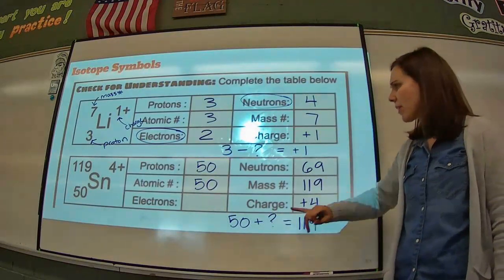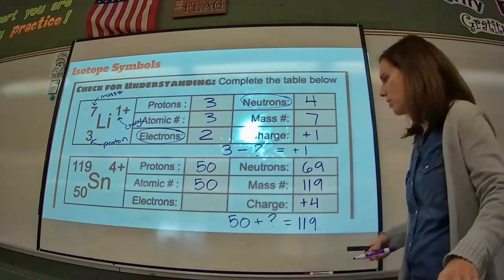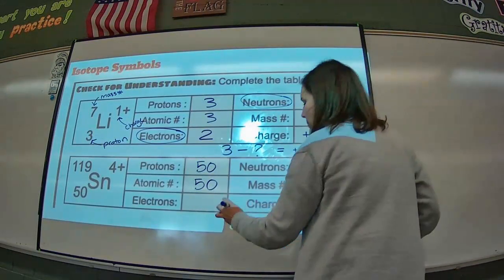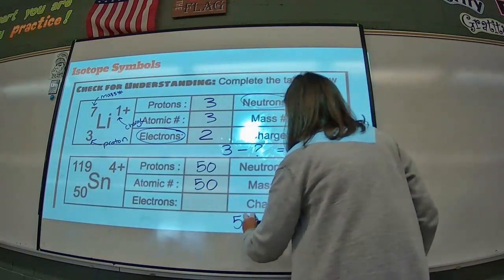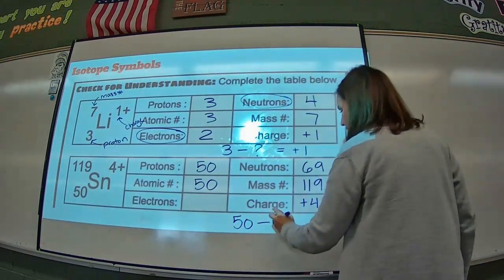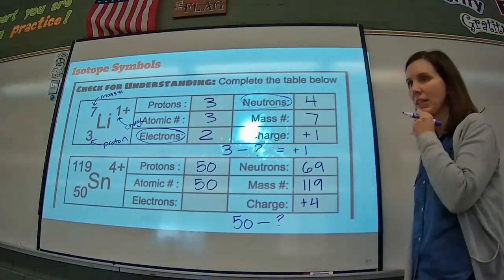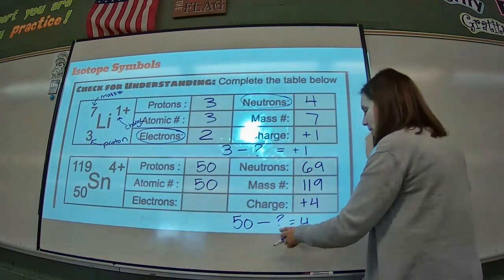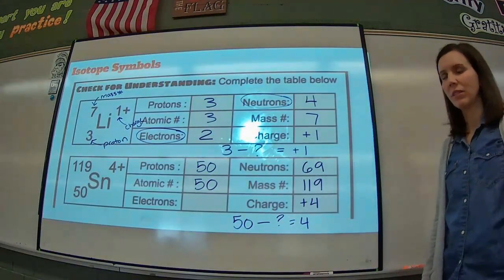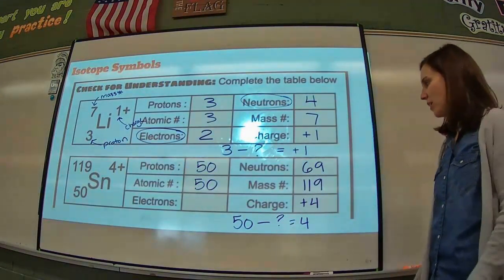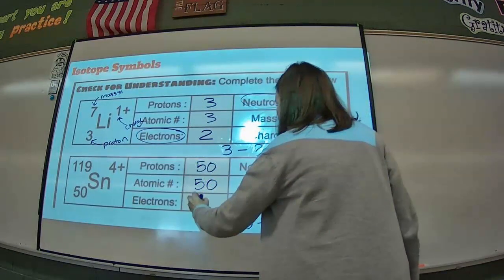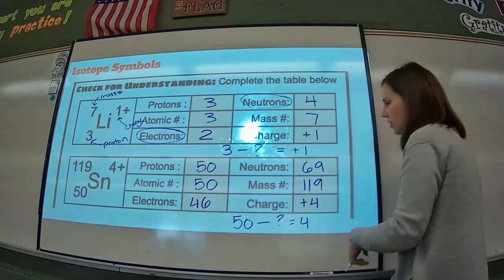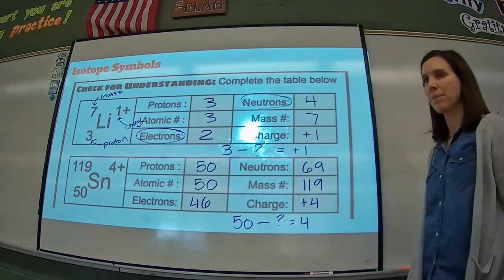Okay. Then to get my electrons is a subtraction problem, remember, is going to be protons. So I have 50 protons minus my number of electrons, so I want to know how many electrons I need, is going to equal +4. So 50 minus what gives me 4? Okay, so 50 minus 46 is going to give me 4, right? 50 minus 46 is 4, so I have 46 electrons.